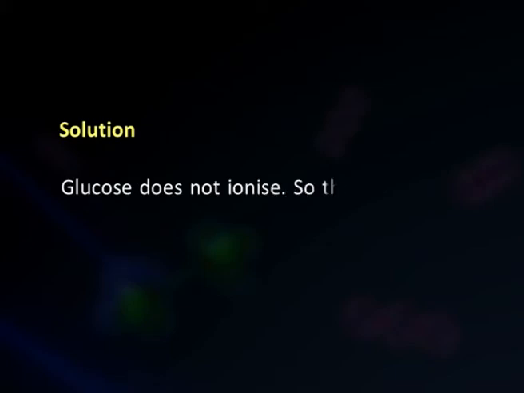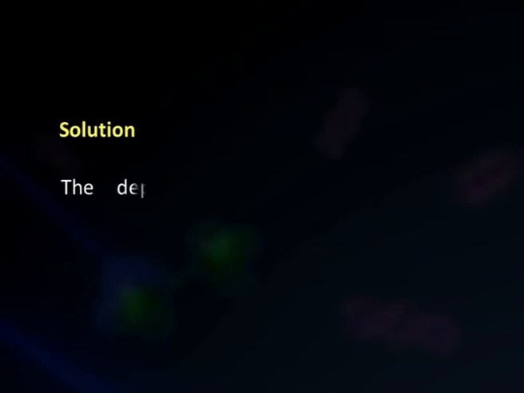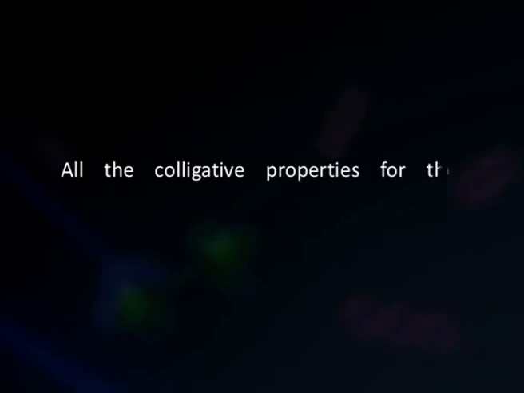Glucose does not ionize, so the number of particles furnished by glucose in solution will be least compared to the other options. Hence, the depression in freezing point is minimum. We can say that the glucose solution will have the highest freezing point. All the colligative properties for the glucose solution will be minimum.